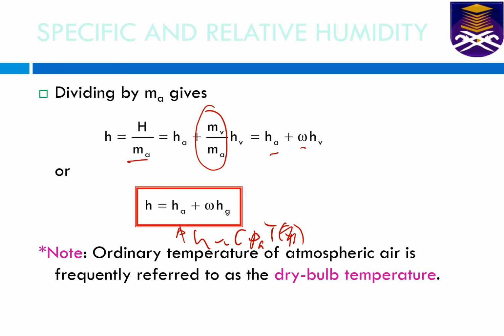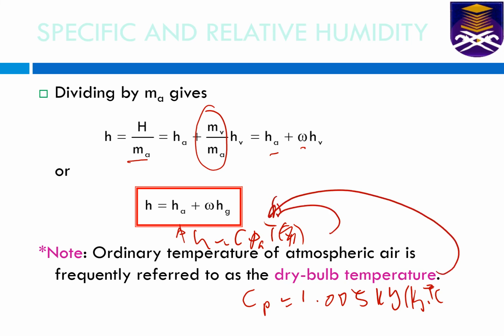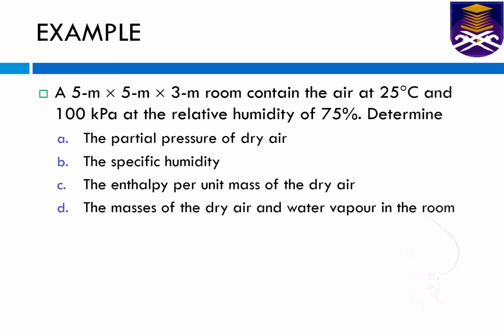Cp is the specific heat at constant pressure, 1.005 kJ per kilogram degree Celsius. The ordinary temperature of the atmospheric air is usually what we call the dry bulb temperature. We're going to look at another one, which is called the wet bulb temperature.